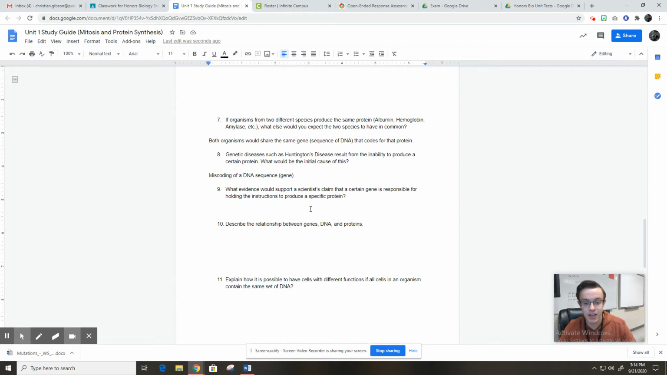What evidence would support a scientist's claim that a certain gene is responsible for holding the instructions to produce a specific protein? This is actually a pretty tough question. I'm going to do my best to answer it briefly and clearly. So let's use this analogy. Let's say you work in a factory, and there are 4 different machines that are used to make cars. Okay? Got to do a good job of explaining this.